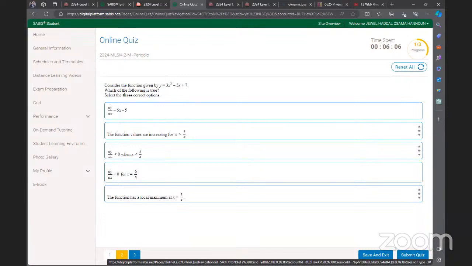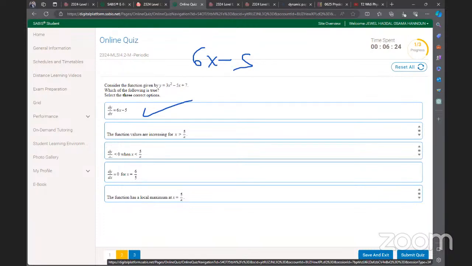Consider the function y equals 3x squared minus 5. dy over dx equals 6x minus 5. Okay, the first one is right. The function values are increasing for x greater than 5 over 6.